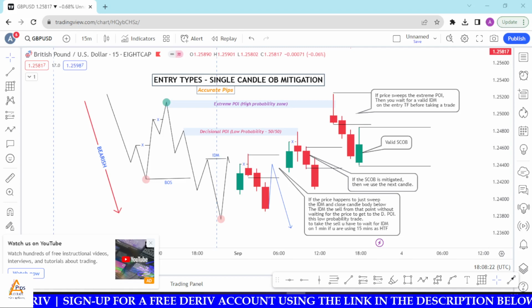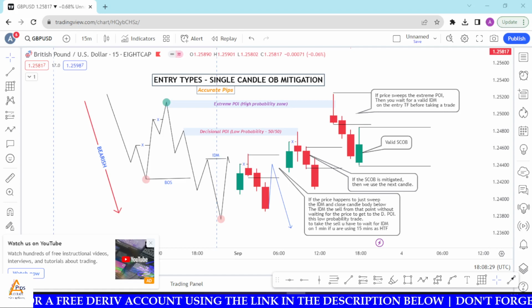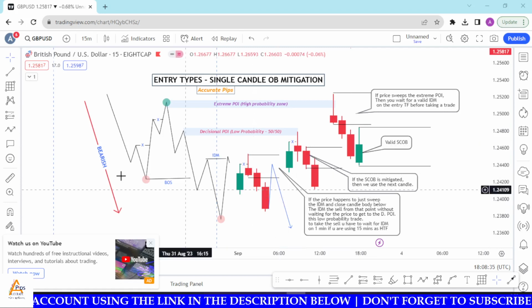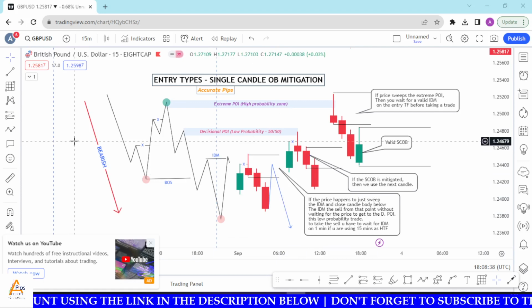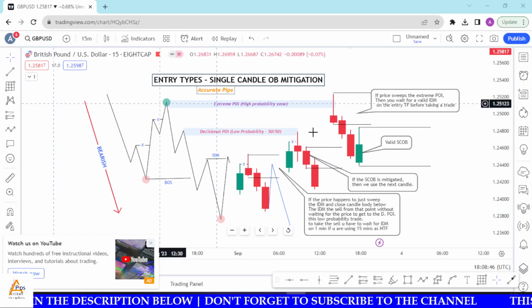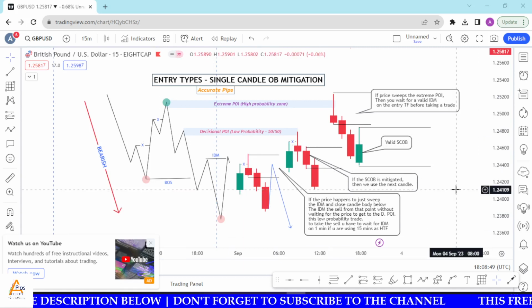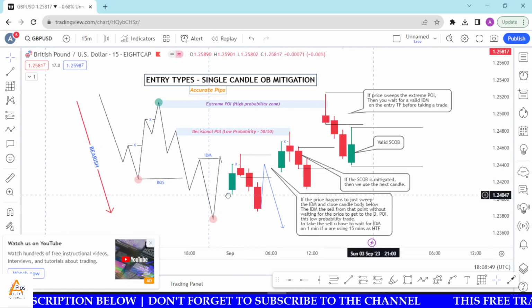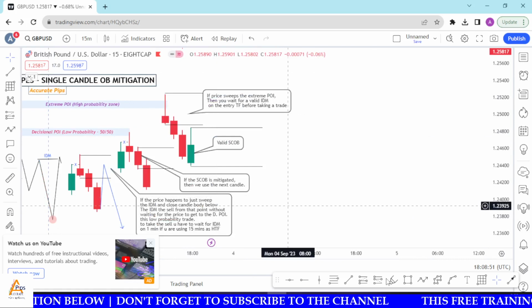All right, let me quickly explain what a single candle order block is, or what a point of interest is. Please, if there is a break in my presentation, let me know, because the network has not been stable these few days. Now, when we talk about single candle order block, we are looking at something like this.